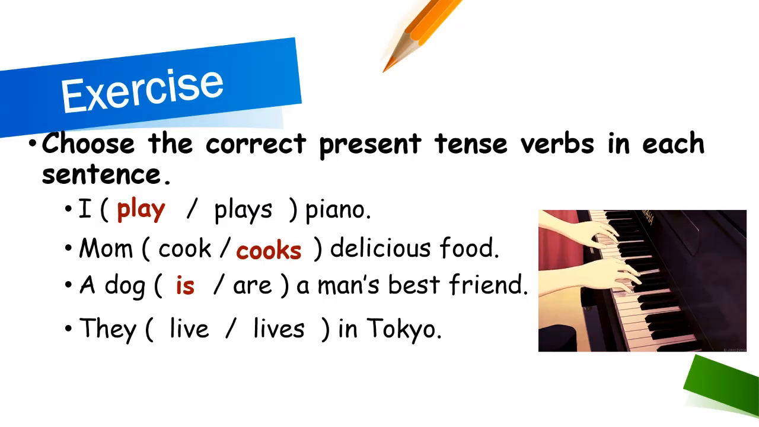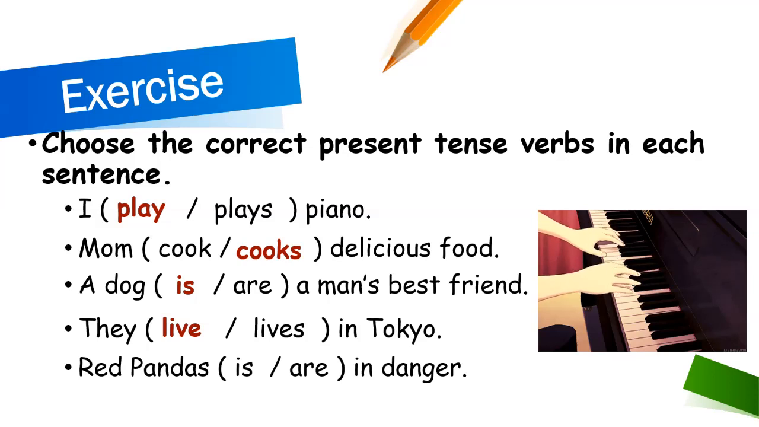They dash in Tokyo. The options given to you are live and lives. Remember the rule of present tense? Yes, children, with the words I, you, we, and they, we do not make any change to the verb. We use the verb as it is. So what are we going to use? Which verb? Excellent, children. Live. They live in Tokyo.